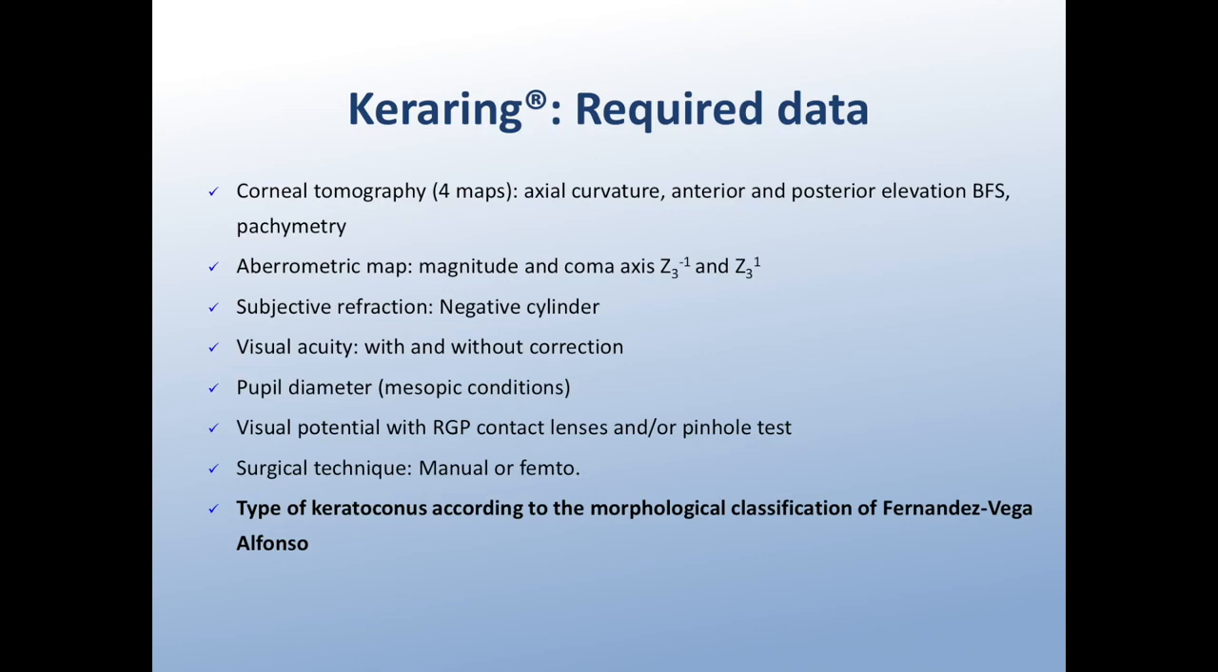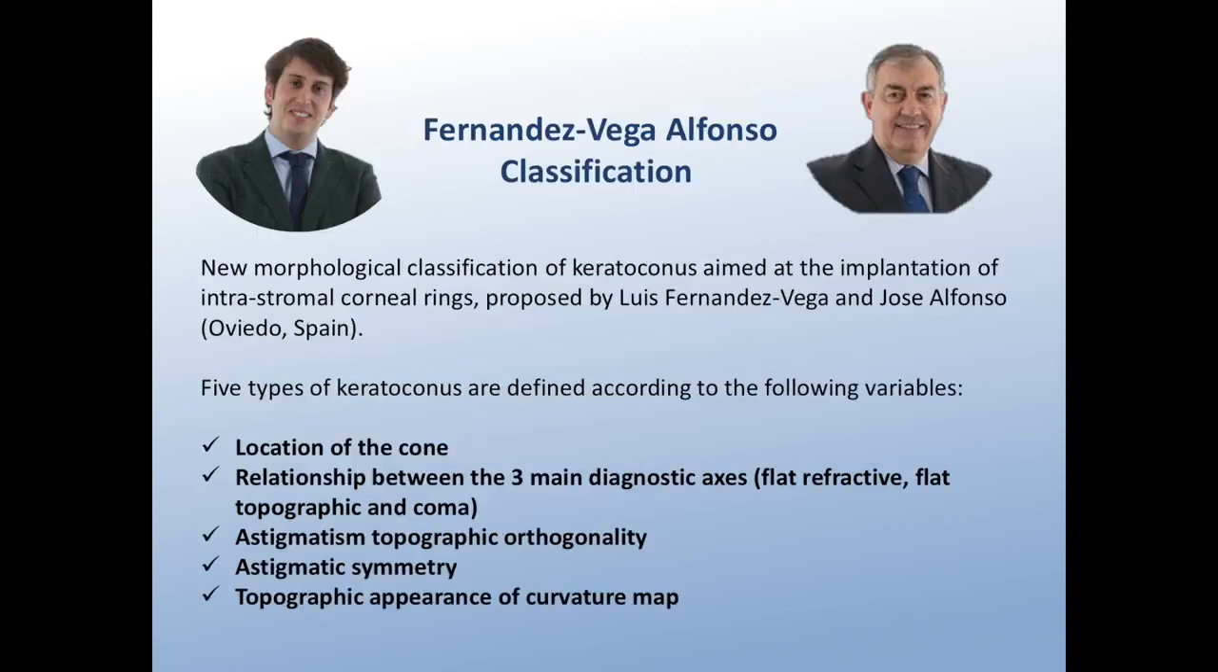We have to determine the visual acuity, whether with correction or without correction, the pupillary diameter in mesopic conditions, and the potential visual acuity with contact lenses or with pinhole. You need to decide which surgery technique will be used, whether manual or with femto, and at the end of everything, determine which type of keratoconus we are facing according to the morphological classification of Fernandez-Vega and Alfonso. The new morphological classification of keratoconus allows the implantation of intrastromal rings and is proposed by Luis Fernandez-Vega and Jose Alfonso of the University of Oviedo in Spain.